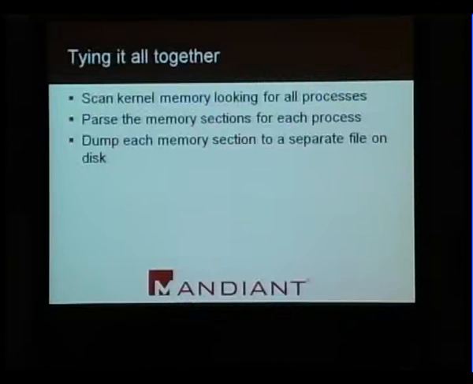So we used bindiff to compare what's in memory to what's on disk, and we were able to verify that our approach was successful and that we were acquiring the right amount of binary. We weren't messing it up. So that was how we verified that what we were doing was correct. So real quick, tying it all together: scan the kernel memory looking for all processes, parse the memory sections for each process, dump each memory section to a separate file on disk. Pretty simple stuff when you think about it.